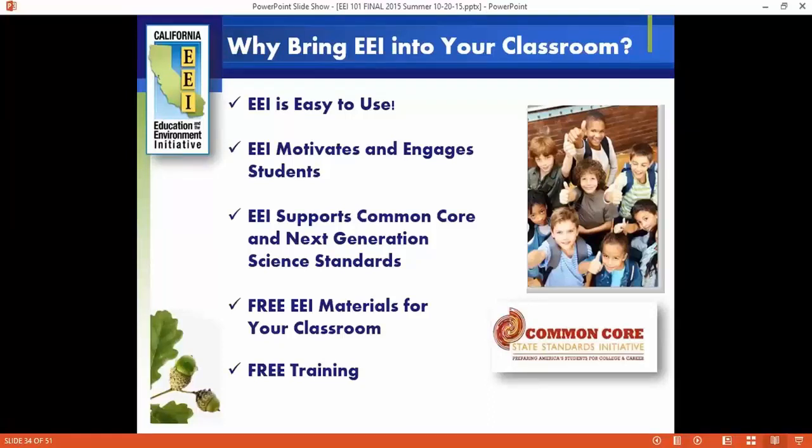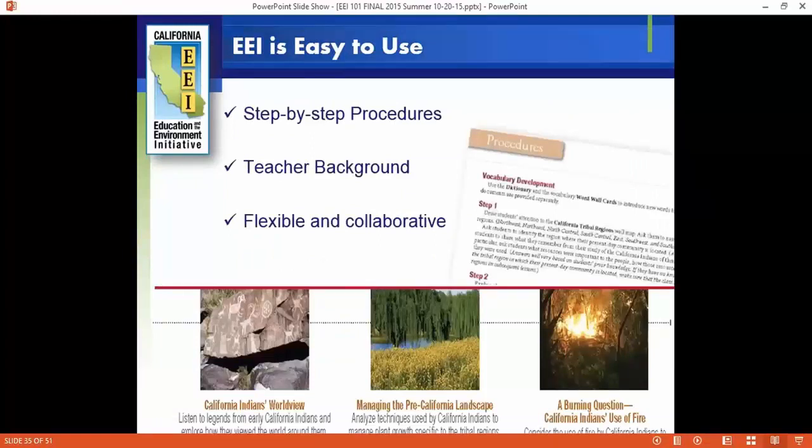So EEI is easy to use. It motivates and engages, like we've seen from some of the things we've seen already. It supports Common Core and Next Generation Science standards, and we'll tell you more about that. We've mentioned it's free material for you and your students, and there's free training. So, Wendy, tell our audience about your experience on using EEI.